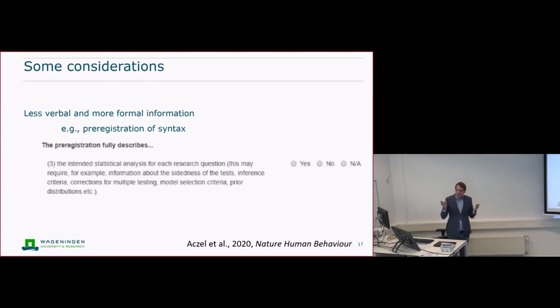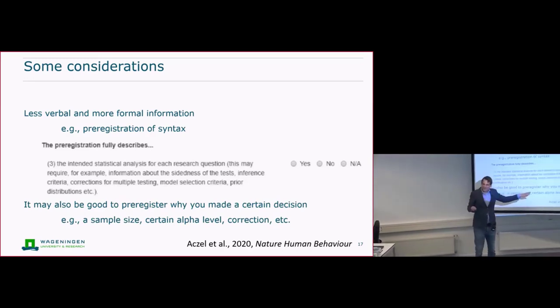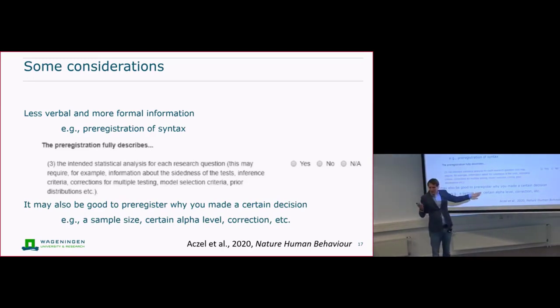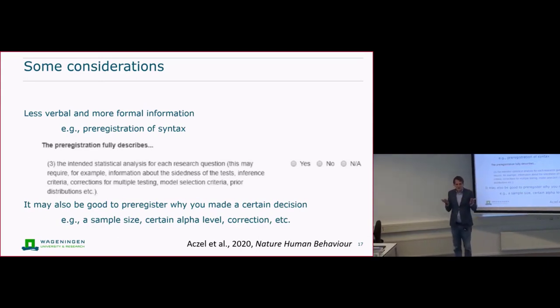But still, there's always difficulties. So should you pre-register why you made a certain decision? Now, people may agree or not agree on this. I think it might sometimes be good to explain why you made a certain decision. For instance, if you say, well, I want to correct for multiple testing by doing this and this procedure, for instance, Tukey correction or Bonferroni correction.